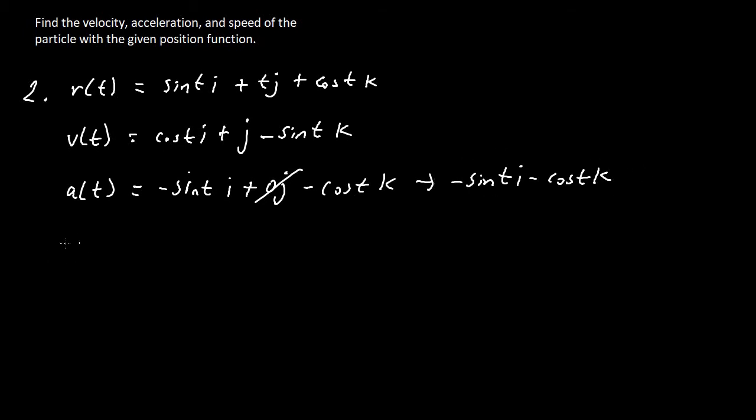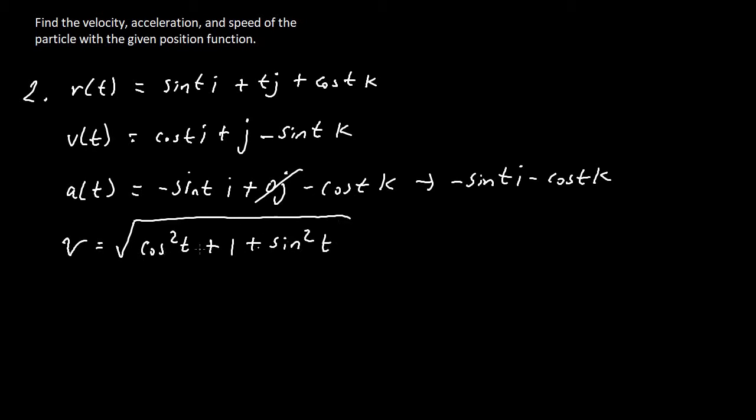Now once again, in order to find the speed, it is going to be the magnitude of the velocity. So the square root, we're going to look at the velocity function here, take the x component squared, so cosine squared of t, plus the y component squared. Now the y component is simply just 1. 1 squared is 1, and then plus the z component squared. So that is going to be sine squared of t.